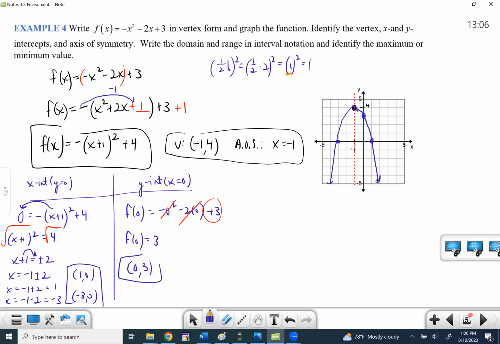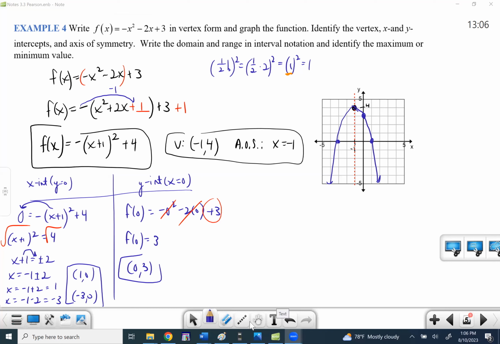Let's see here. What do we got? We got the vertex form. We graphed it. We got the vertex, the x and y intercepts, the axis of symmetry. Okay, we got to do the domain and range. That's new. And identify the max or the min. All right, so let's talk about the max and the min.